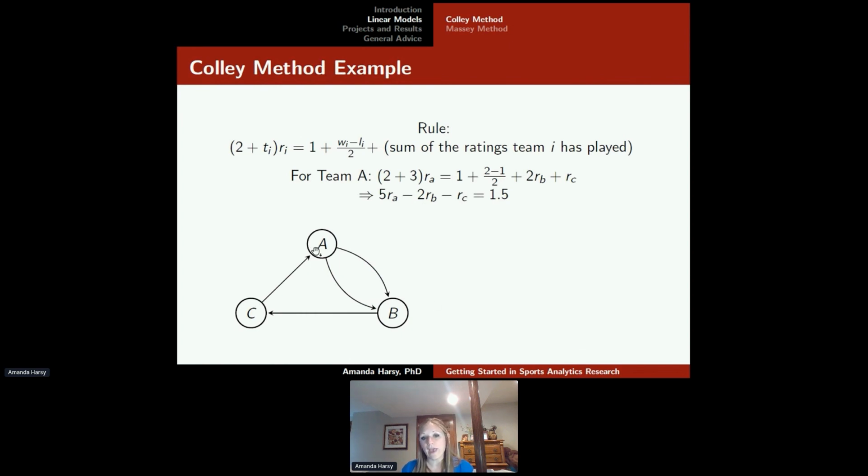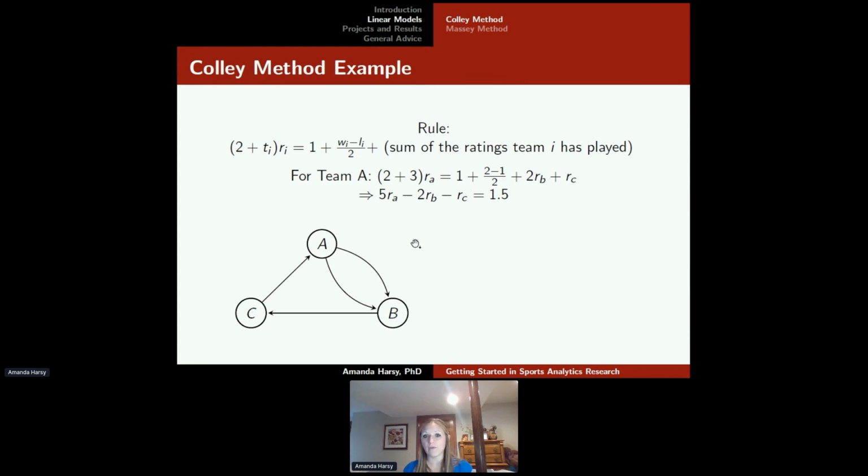So here we have A. A has played a total of 3 games, and so TI is 3. They have won 2 games, so we have our WI is 2, and they lost to C. And we add the total number of the ratings of the team that they played. They played B twice and they played C once.